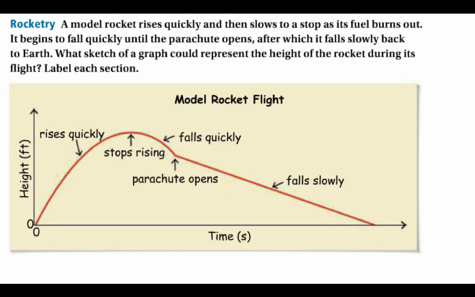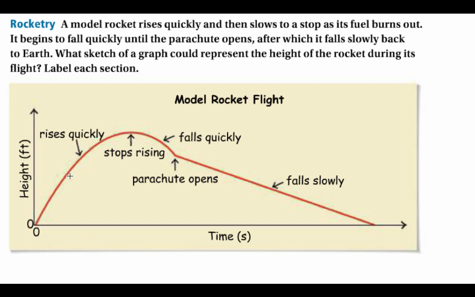Okay, and another interesting situation here, we have a model rocket rises quickly and then slows to a stop as its fuel burns out. It begins to fall quickly until the parachute opens, after which it falls slowly back to Earth. What sketch of a graph could represent the height of the rocket during its flight? Label each section.